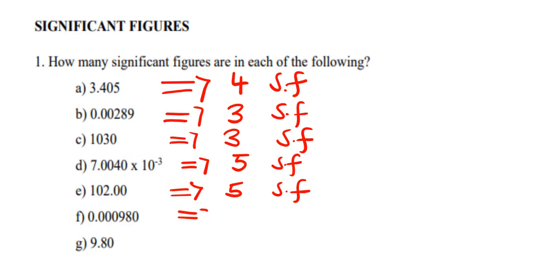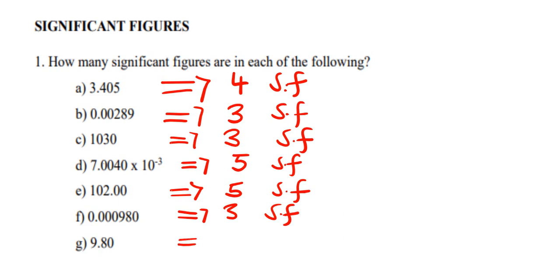Now let's come to F. We've got 0.000980. How many significant figures are we going to have? We've said your leading zeros that come before non-zero digits are just acting as placeholders, so they are not significant. In this case, because we have a point, the 0 at the end will be significant as well. So this one will have 3 significant figures.